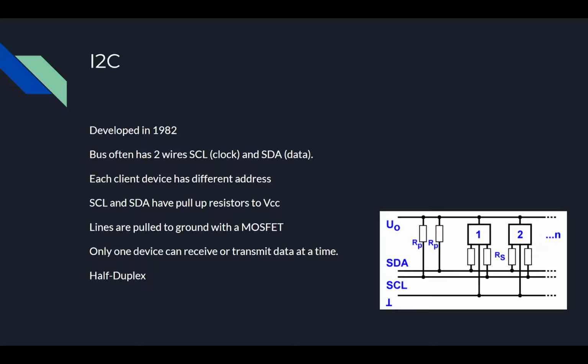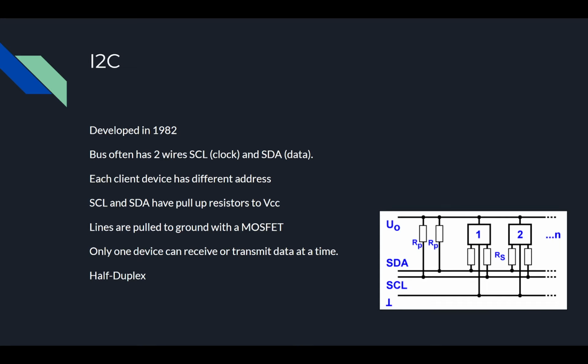Only one device can receive or transmit data at a time, so this is half duplex. It is pretty simple and works for a lot of sort of sensors, but can struggle when it comes to a lot more higher data throughput where you might want to receive and transmit at the same time.